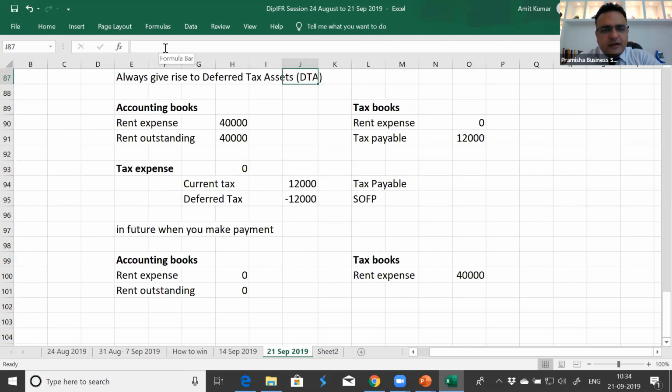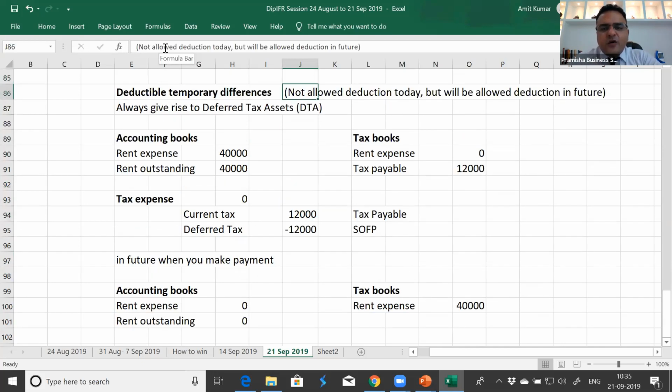Agree? You paid higher tax already. This was a deductible temporary difference, meaning not allowed as a deduction today but will be allowed as a deduction in future. When you are allowed a deduction in future, this results in a DTA, meaning you will not be liable to pay taxes in future since you have already paid higher tax today. Deductible temporary differences gave rise to DTA. Is this clear till now?